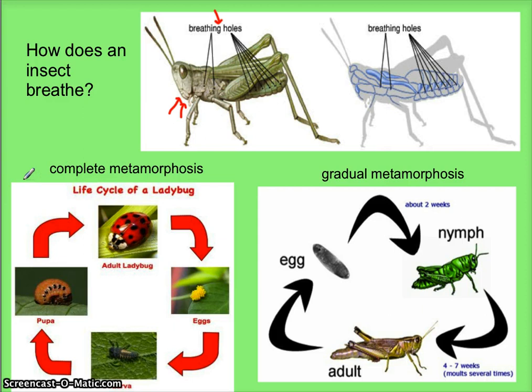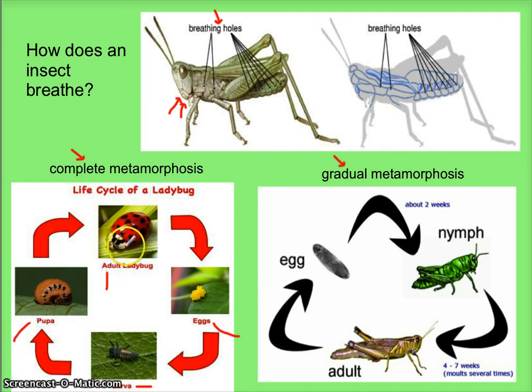Insects begin as eggs. And in their lifetime, they'll undergo either a complete or gradual metamorphosis. I have a diagram for a complete metamorphosis over here, diagram for a gradual metamorphosis here. Complete metamorphosis is kind of like that of a butterfly. Well, it's exactly like that of a butterfly. You have 4 stages to a complete metamorphosis. You have eggs, you have larva, you have pupa, and you have adulthood.